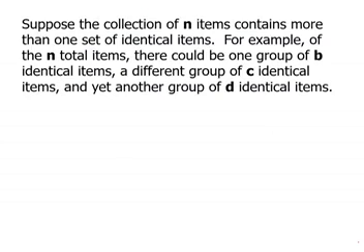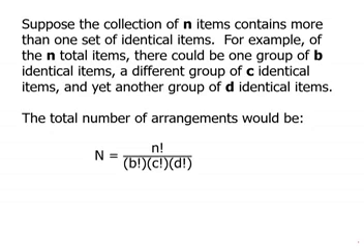Suppose the collection of n items contains more than one set of identical items. For example, suppose of the n items, there could be one group of b identical items. They're all the same as each other. A different group of c identical items, all the same as each other. And yet another group of d identical items, all the same as each other. Then for the total number of arrangements we would just divide by b factorial, c factorial, and d factorial, by the individual numbers of identical items.